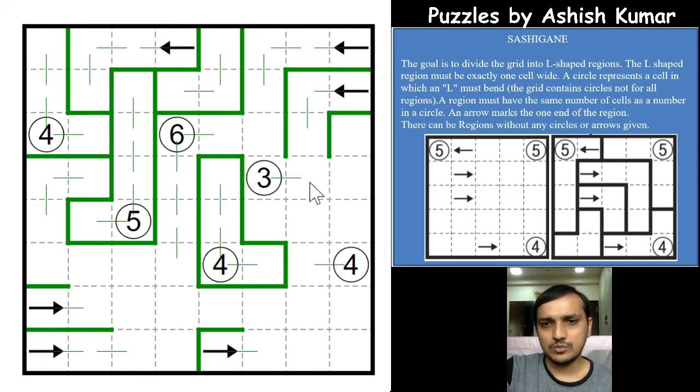and a 3 has to come here. So we have stopped this way and this, and if you see this has to extend down, and it cannot connect to the 4 because it will form a 5 cell region. So it has to go this way, and then this 4 has to go down, right?